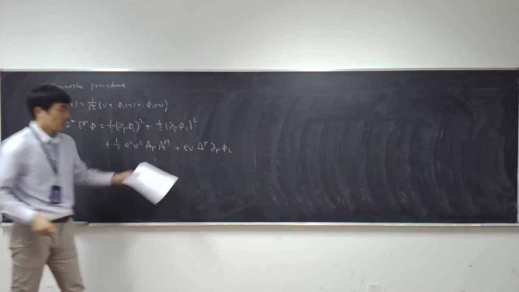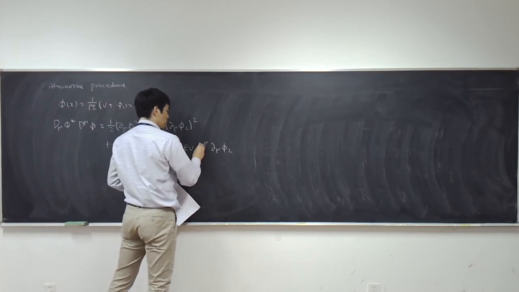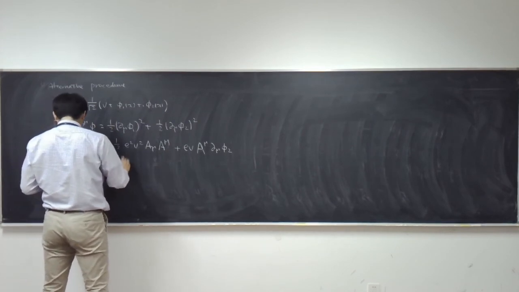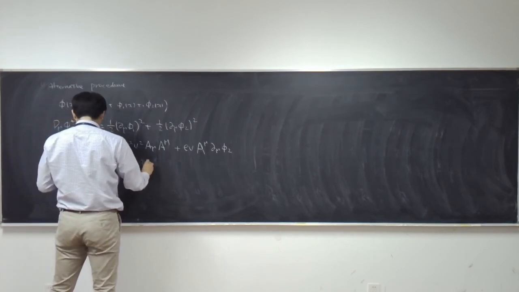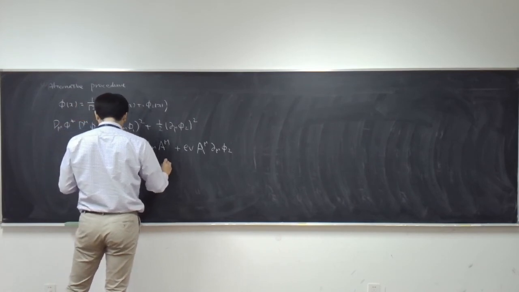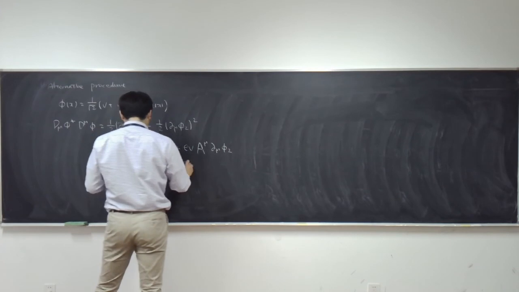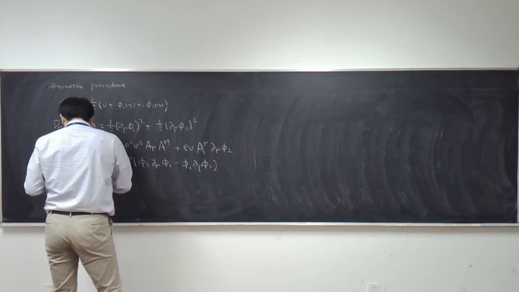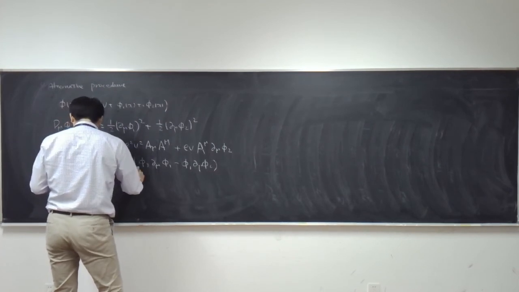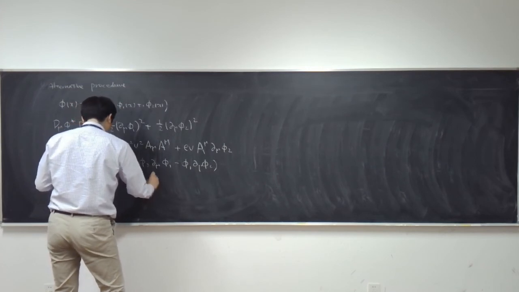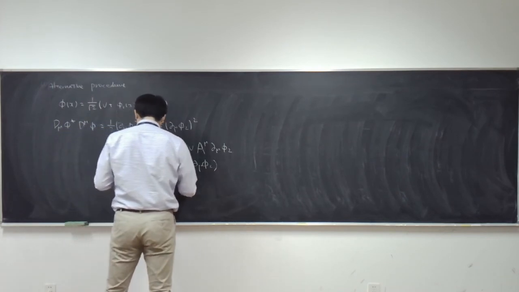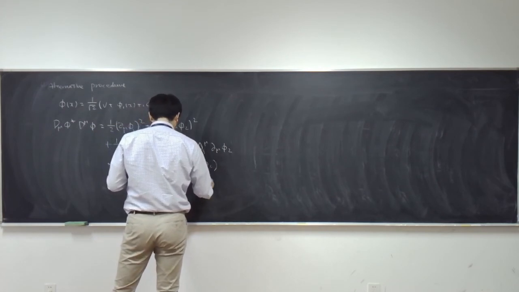So there's a cross term up here. And then minus e A_mu (phi_2 partial_mu phi_1 minus phi_1 partial_mu phi_2), plus e^2 A_mu A_mu (phi_1 squared plus phi_2 squared), and then plus 1/2 e^2 v^2 A_mu A_mu.